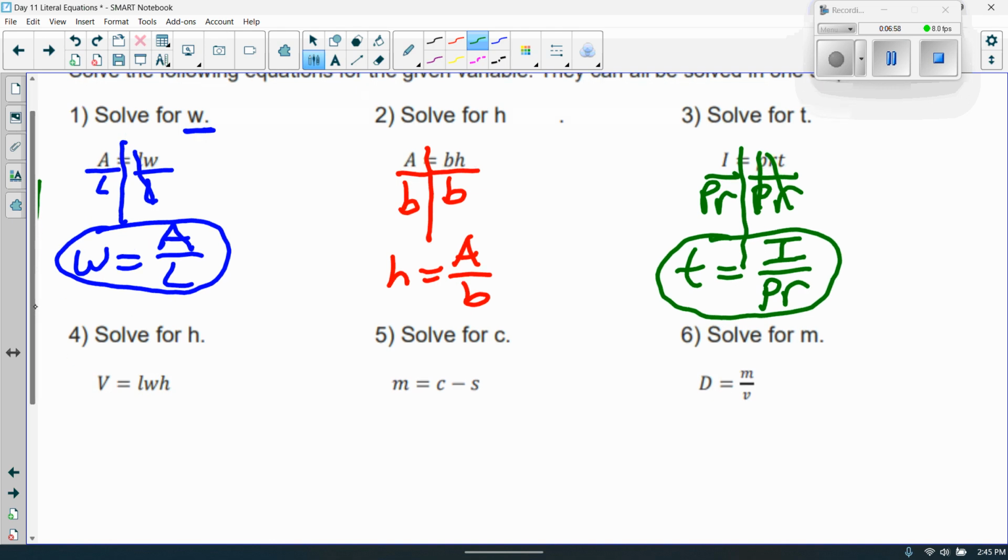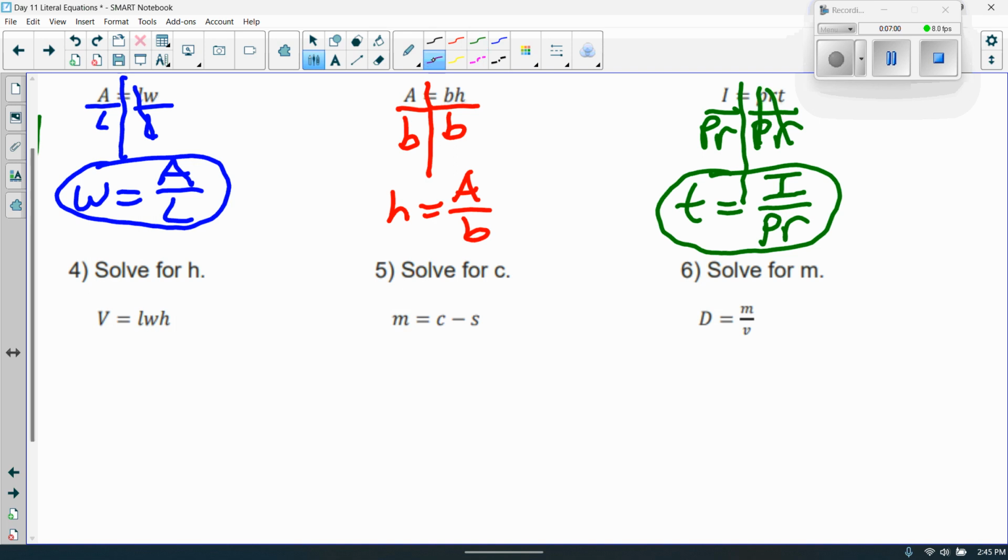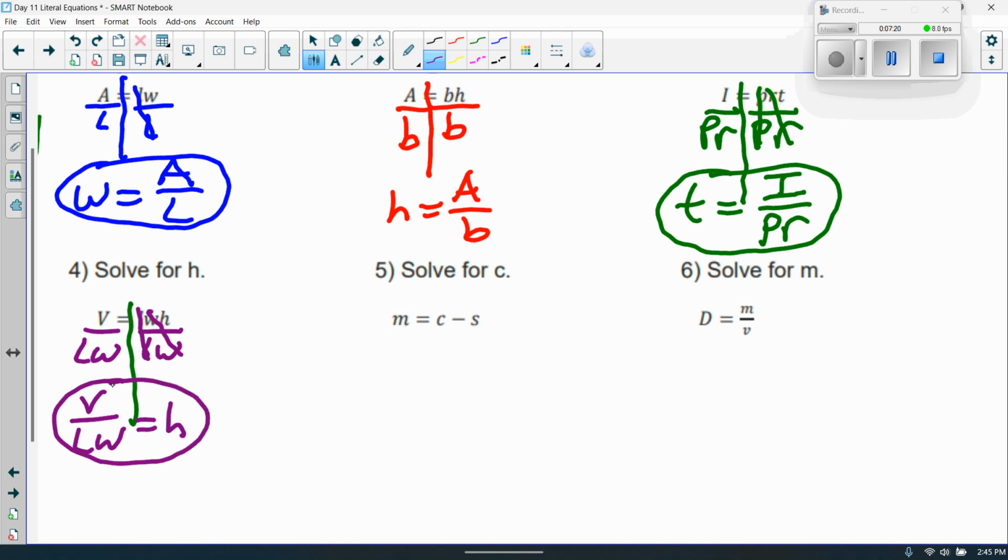Okay, so now let's do these a little bit faster so we can get to the harder ones. I wanted purple. That does not look like purple. I see H is on the right side. I don't want the L. I don't want the W. So I'm going to divide by L and W. Goodbye L, goodbye W, and I'm left with V over LW equals H. And you can see that I'm switching which sides I put the letter on. It doesn't matter since it's an equal sign. Personally, I like to always put the letter I want on the left, but it doesn't matter.